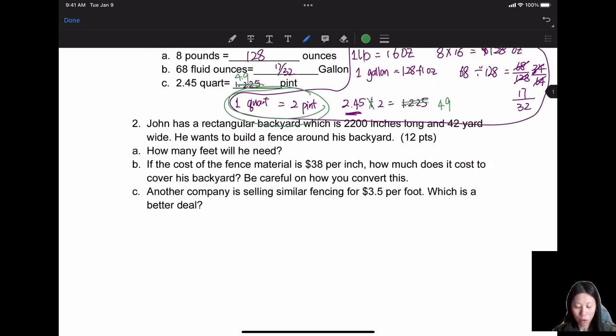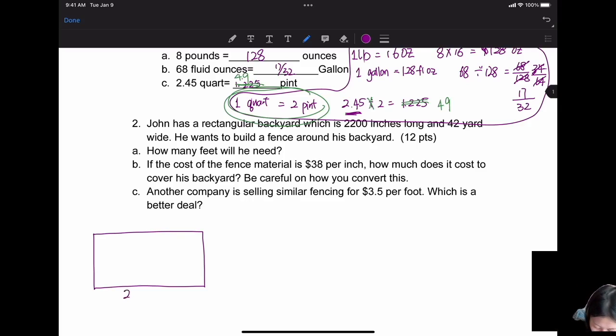Okay, for the second one, John has a rectangle backyard. So look, this is a rectangle backyard. For a geometry problem, it's easier if you draw the shape and label everything on the quizzes. So the length is 22 inches, and then the width is 14 yards. Now they ask you how many feet he will need.